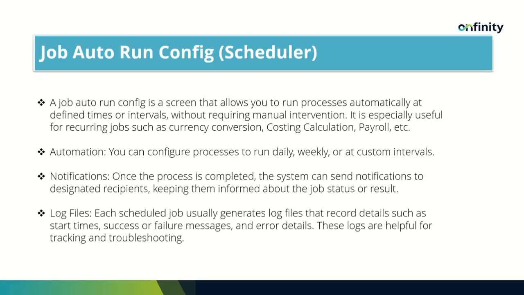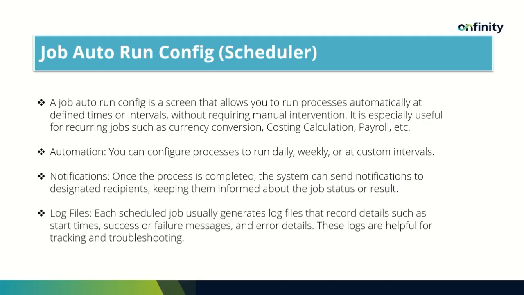The Job Auto-Run configuration screen allows you to run processes automatically at defined times or intervals without needing to manually intervene each time. This is especially useful for recurring jobs such as currency conversion, cost calculation, or payroll. You can configure the process to run daily, weekly, or at custom intervals.